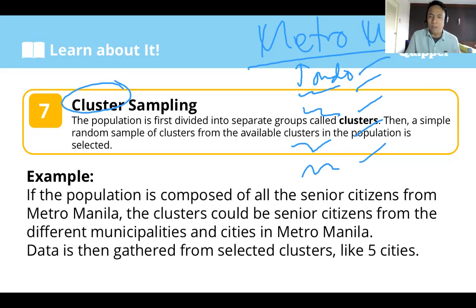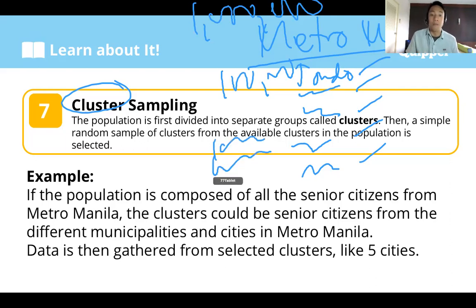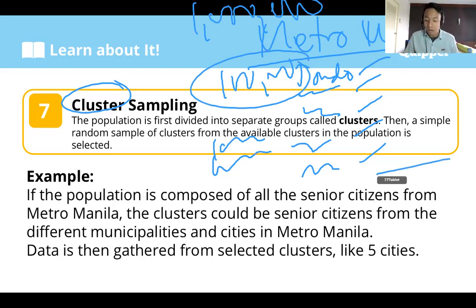For example, sa buong Metro Manila, meron tayong 1 million na senior citizens. That's a lot. So in Tondo, maybe there are 100,000, for example. Another 100,000 in another place, another 100,000 in another place. If your target is only 500, maybe sandaan lang dito, sandaan lang diyan. You will decide kung ilang tao yung kukunin mo in each cluster, basta makuha mo lang yung target mo na number ng sample.